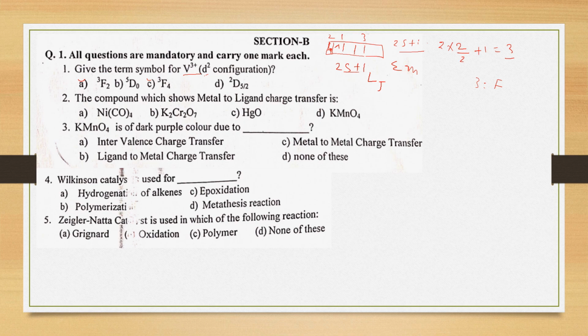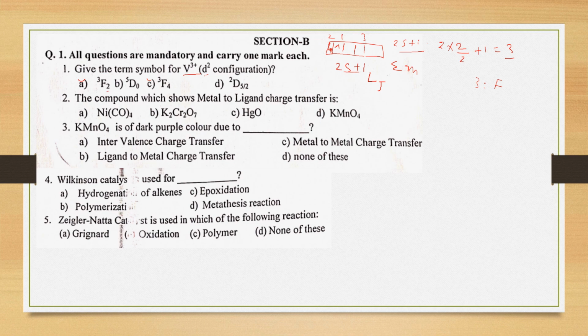In the first option there is 2 for j, and in the third option, or C option, there is 4 for j. Okay, so now in this case we have to check whether the orbitals are half filled or full filled.